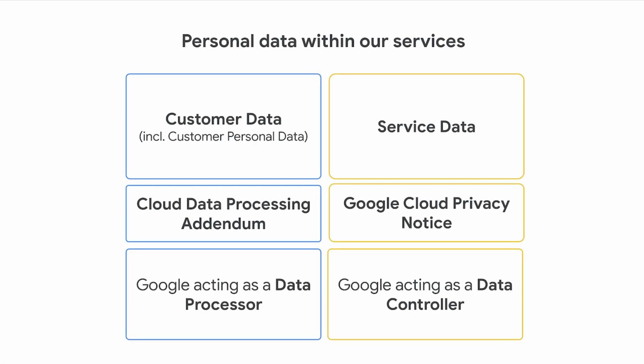Yeah, that's correct, Ollie. A data controller is who determines the means and purposes of processing of personal data, basically who determines the why and the how. We act as a data controller for service data, which is governed by our Cloud Privacy Notice, and we act as a data processor for customer personal data. Customers, as controllers, instruct us on how they want us to process their customer personal data, and this is governed by the Cloud Data Processing Addendum.